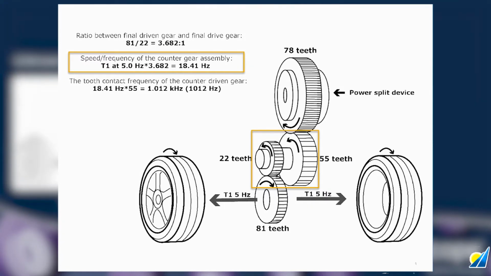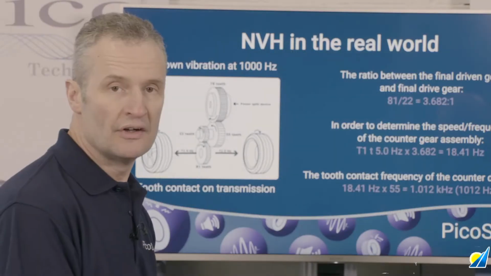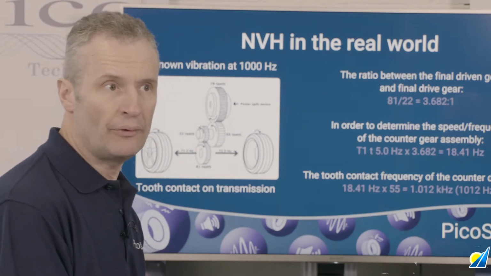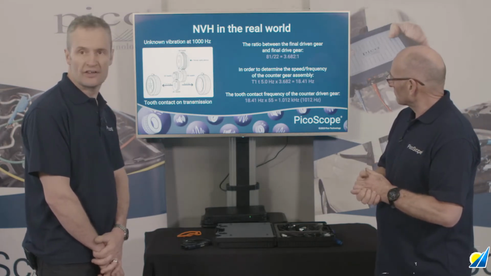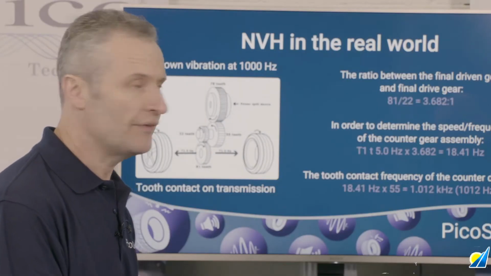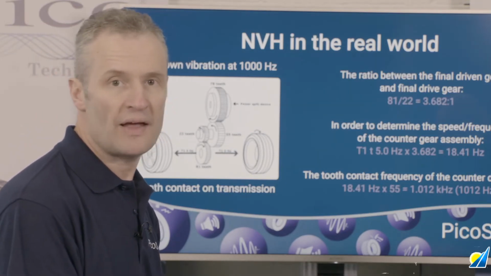Okay. We know that the counter gear has a rotation of 18.41 hertz, with a tooth contact of 55 teeth. If we multiply the frequency of the counter gear by the number of teeth on the counter gear, that comes out at 1.012 kilohertz, 1012 hertz. So now not only have we pinpointed that it is a transmission issue, but we know where to focus our attention within the transmission during disassembly, because quite often these are tooth contact issues that you cannot see. There may be witness marks, they may not.